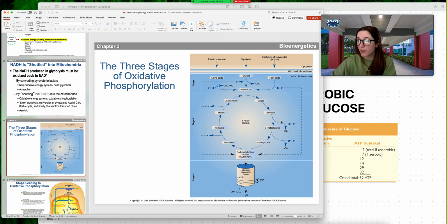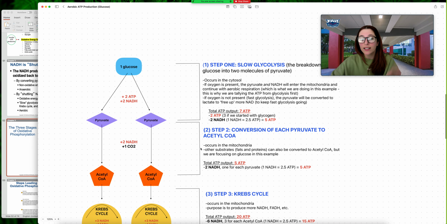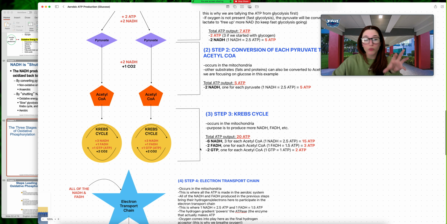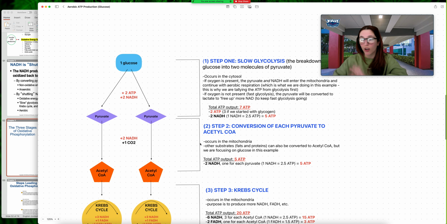So this is what I'm going to go over. I have a little simplified flow chart here to run through exactly where all of those ATPs are coming from at each step, but totally simplified. We're not going to be talking about any of the enzymes, anything like that. Just short and sweet. Where is it coming from? When is it coming from? And what is our total?